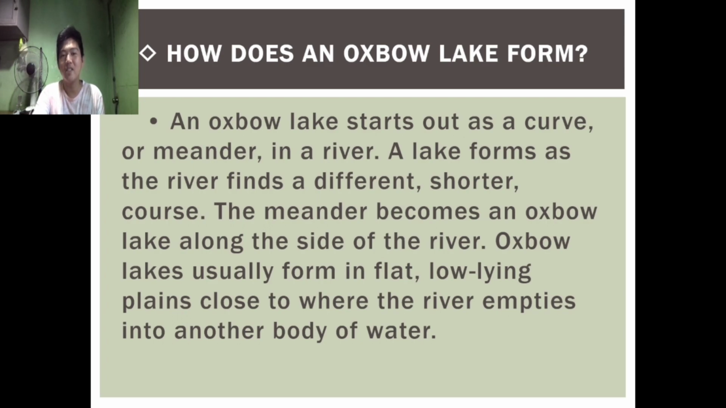An oxbow lake starts out as a curve or meander in a river. A lake forms as the river finds a different, shorter course. The meander becomes an oxbow lake along the side of the river. Oxbow lakes usually form in flat, low-lying plains close to where the river empties into another body of water.